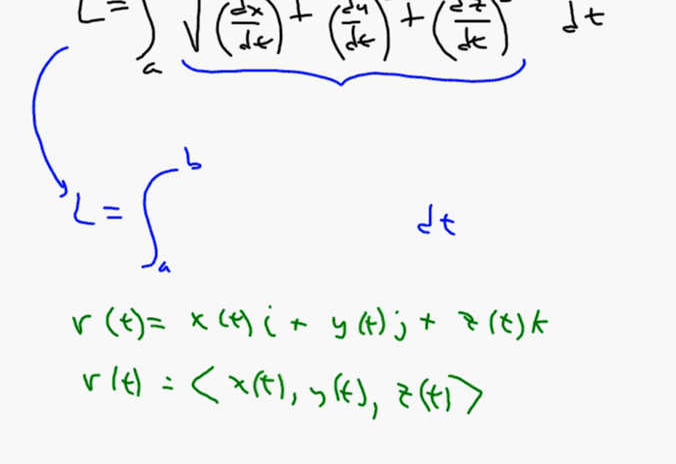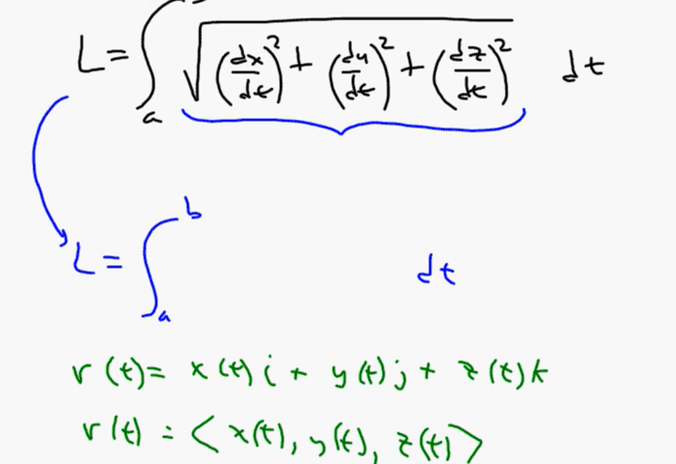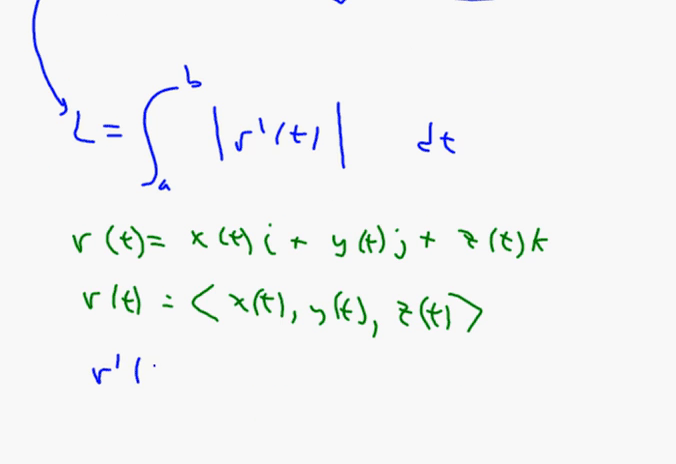So now I claim if you look at this, and then you look at the thing that we're taking the integral of, you might see the relationship. Look what this is. This is the magnitude of r prime of t. Let's review quickly why. r prime of t just means we take the derivative of each one of these components, so it becomes x prime of t, y prime of t, and z prime of t.